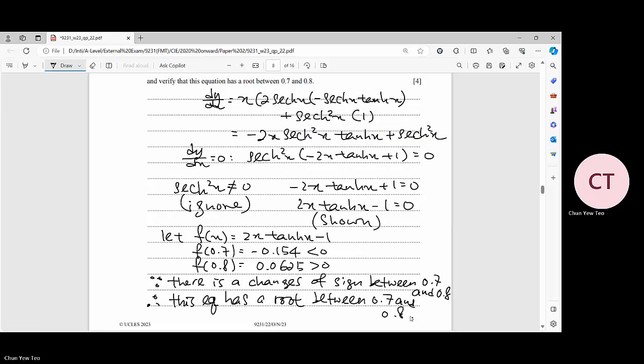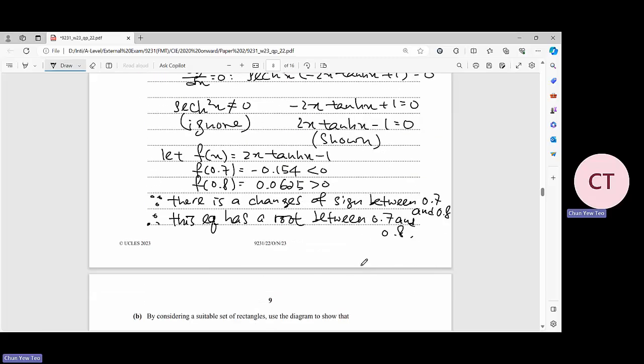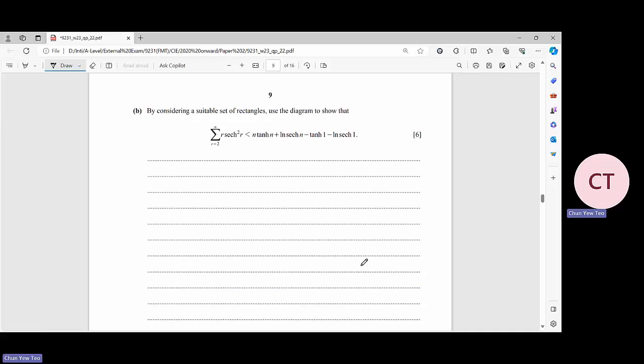Just like that. So this will be the answer for your question, question number 5 part A. Now we move on to question number 5B. By considering a suitable set of rectangles, use the diagram to show that the series here is less than this relationship.